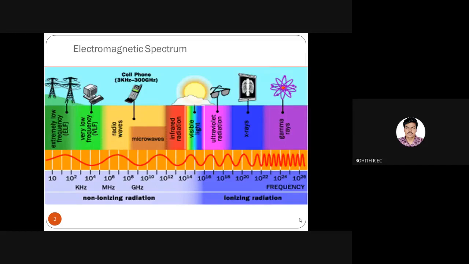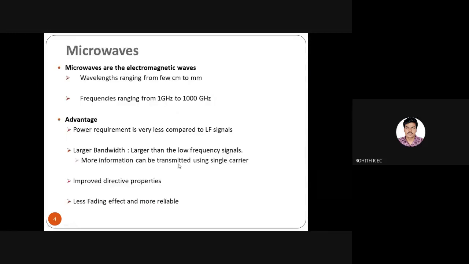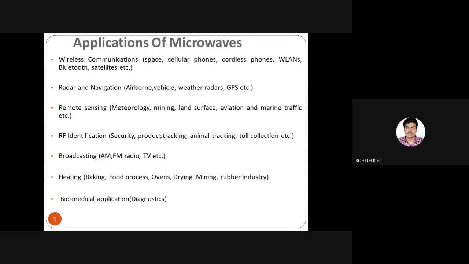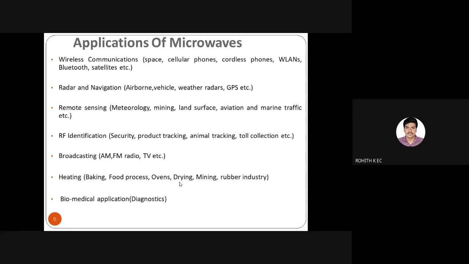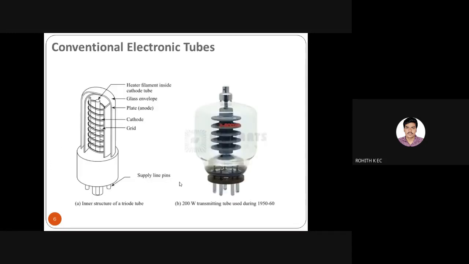Okay, so when we talk about the electromagnetic spectrum, our focus is now on microwave frequencies, that is in the frequency range of 10^8 to 10^12 hertz. And the reason why we go for microwave frequencies is because it helps us in achieving larger bandwidth. The power required will be relatively low when we go for microwave as compared to relatively lower frequencies. And we will have better directive properties, less fading, and the signal becomes more reliable. Right. And these are some of the applications of microwave systems, right?